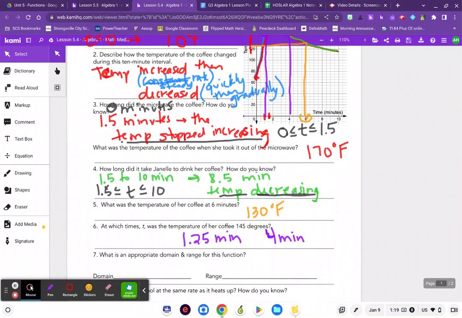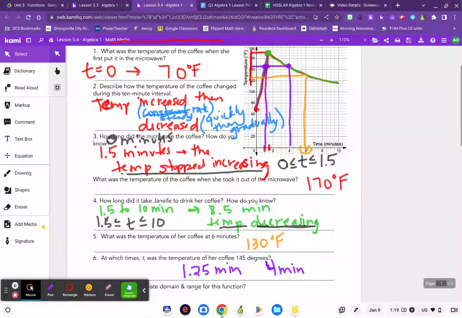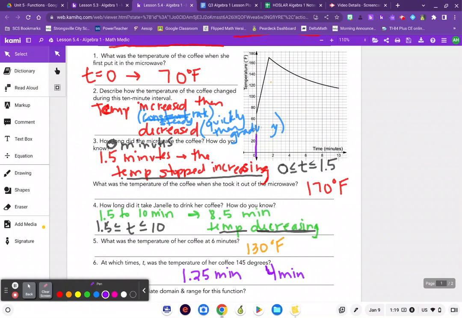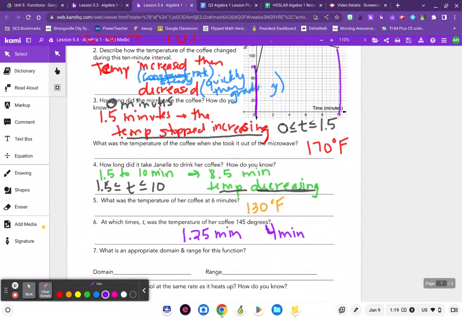7 says, what is an appropriate domain and range for this function? So we've talked about domain and range before. In fact, I'm going to get rid of some of this stuff here. It's starting to look super messy, right? So domain is dealing with all the x values that get used, and range is dealing with all the y values. So all the x values that get used, I use an x value of 0 all the way out to an x value of 10. So an appropriate domain would be 0 less than or equal to, I'm going to, again, use t for time, or x would be fine, less than or equal to 10.